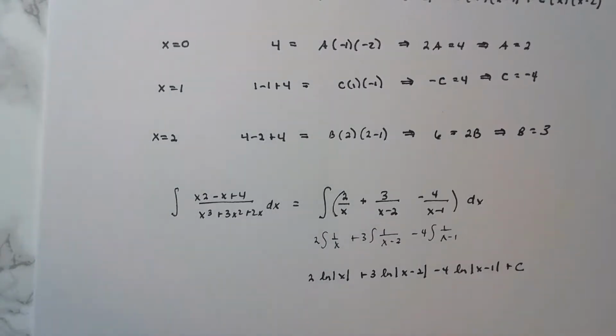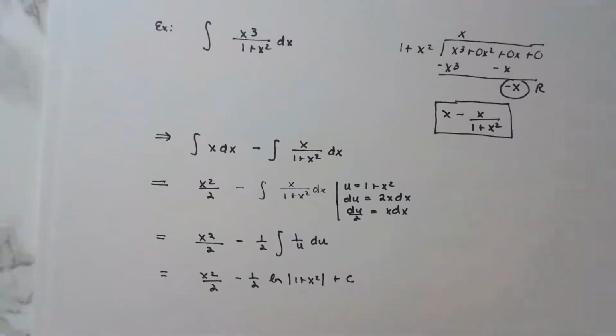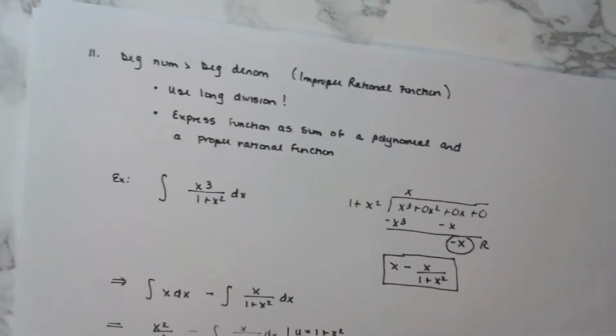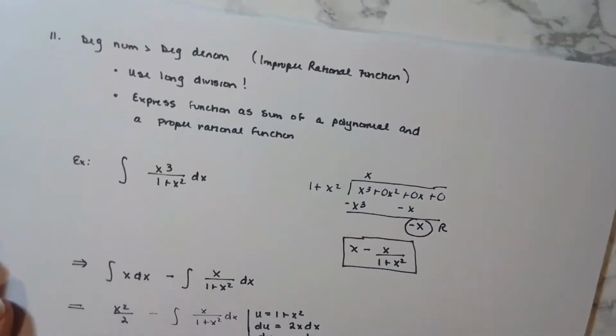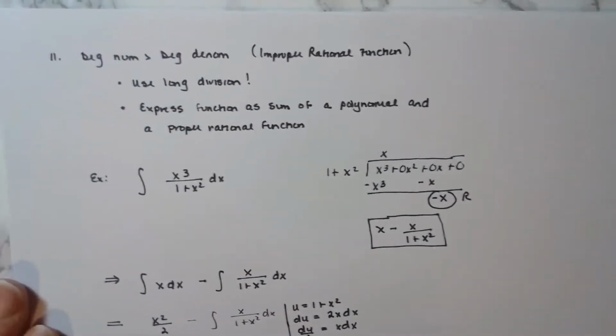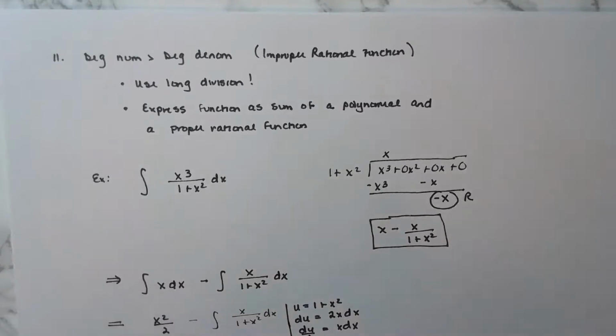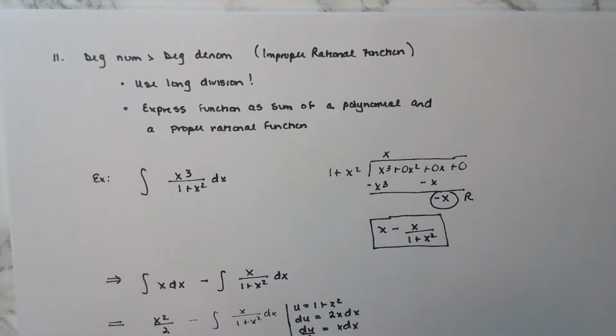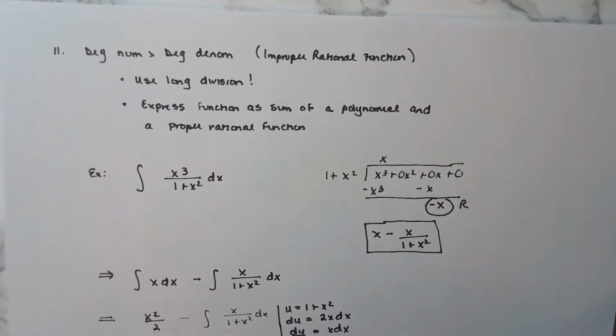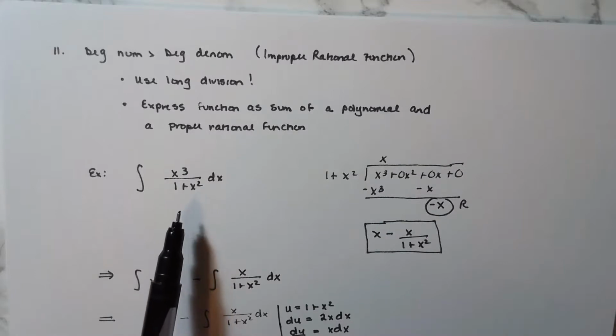All right, now let's look at one where the degree of the numerator is bigger than the degree of its denominator, and that's just called an improper rational function. Okay, and you're going to use long division on these. Your goal is to express the function as the sum of a polynomial and a proper rational function. So here's a simple example: degree of numerator bigger than degree of denominator.